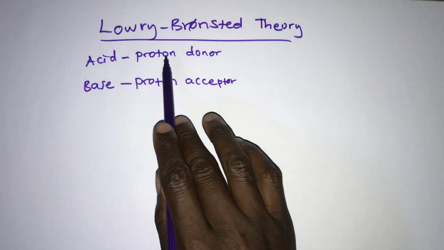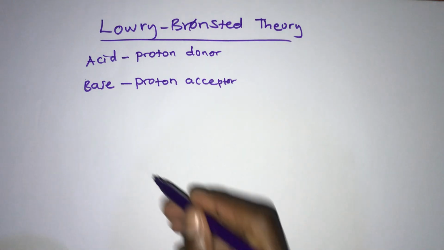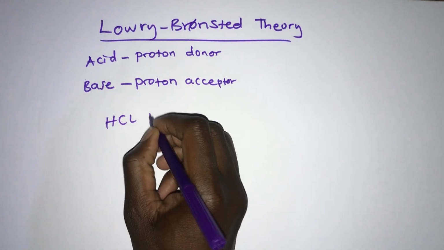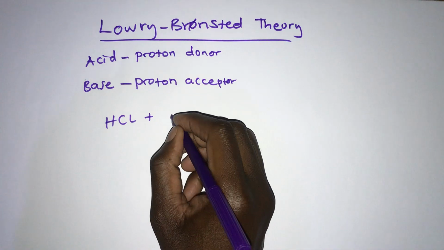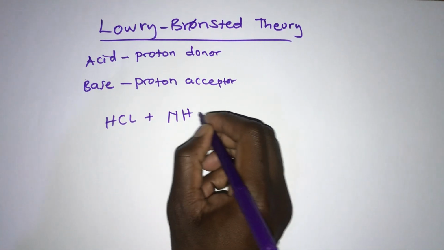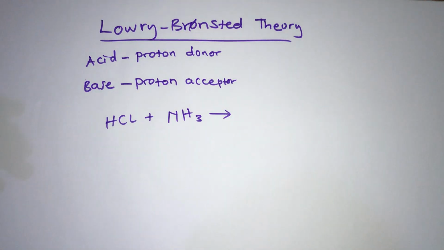So why a proton donor? Because it donates hydrogen, or it gives away hydrogen, and then a base is going to accept that hydrogen. So that's why we call it a proton acceptor. Now, for example, we have this equation, HCl plus NH3.